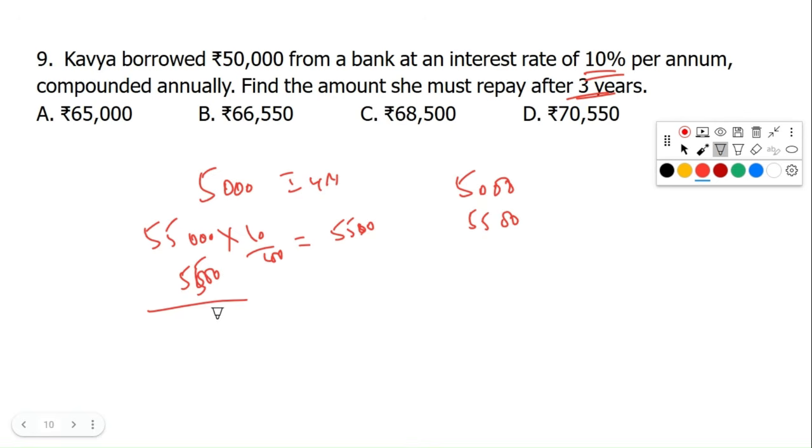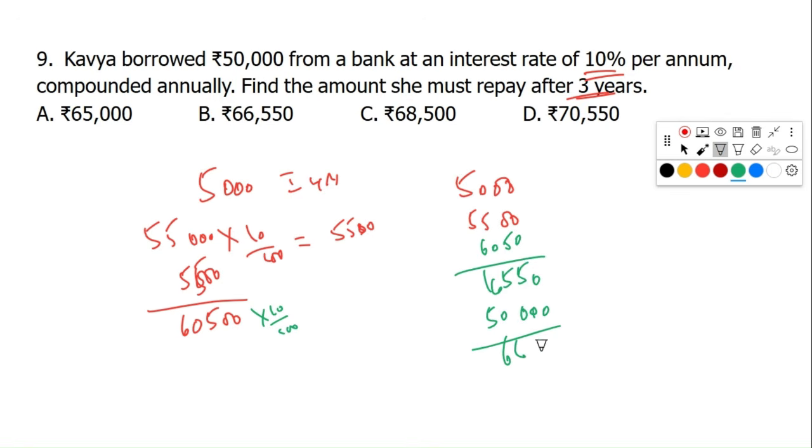So you have 60,500, again 10% on this for the third year, which is equal to how much? 6,050. So if I add up, originally it was 50,000. So what will be your answer now? 66,550. So we are having a logical approach to solve this question.